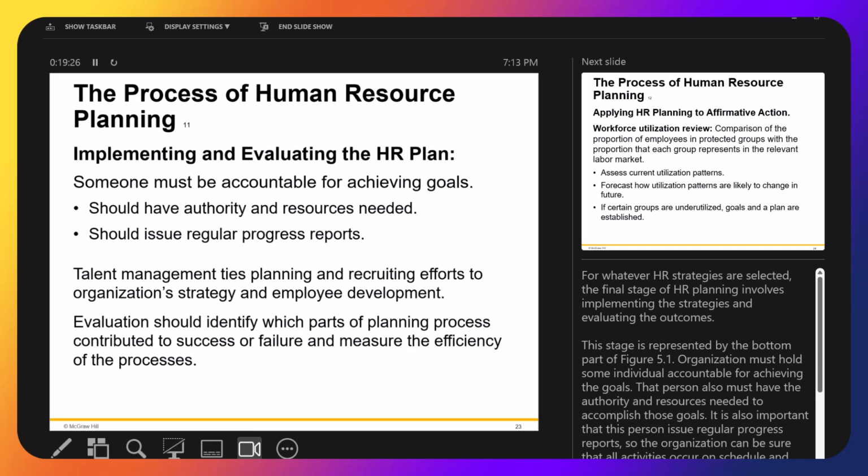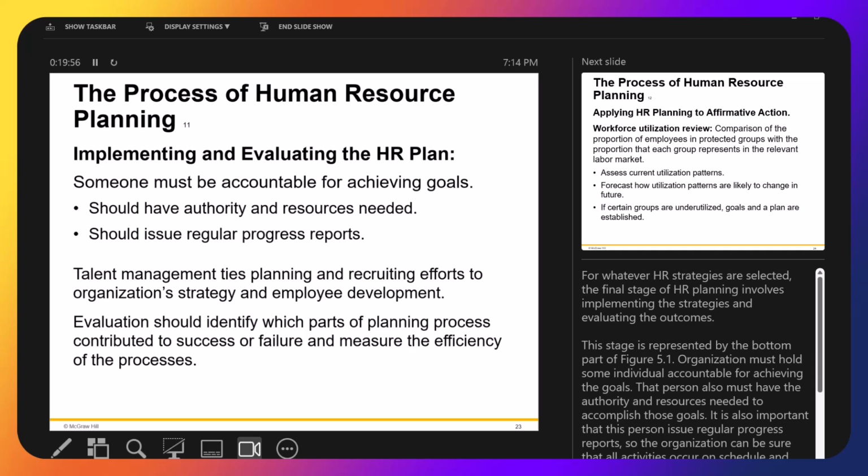Implementing and evaluating the HR plan. Someone must be accountable for achieving goals, should have authority and resources needed, should issue regular progress reports. So you've got to have somebody who's accountable for these processes. And that's usually going to be somebody within HR. Usually you have a manager accountable for it, but they would usually have not one, but multiple people assigned to this.